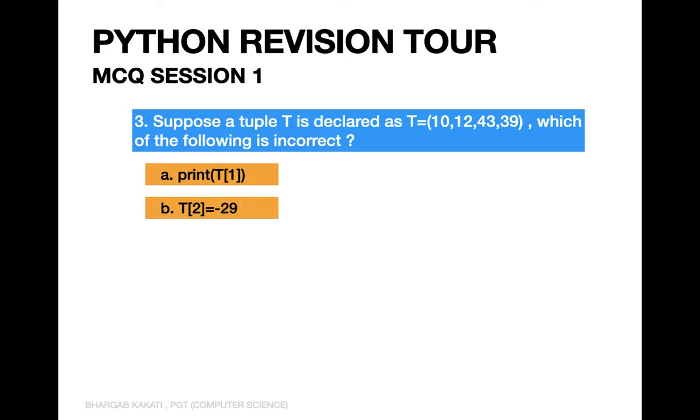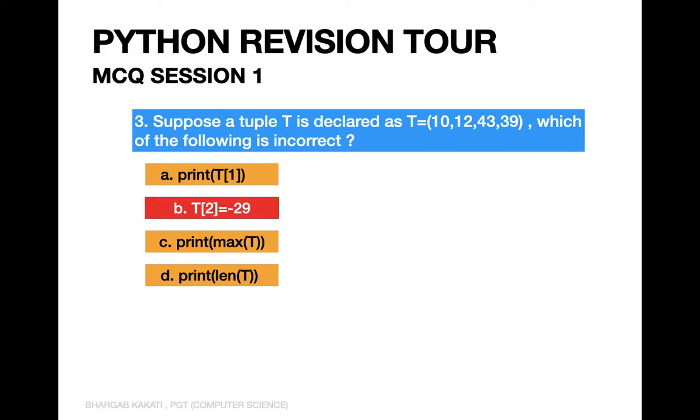First option is print T[1]. Second option is T[2] equals to minus 29. Third option is print max(T). Fourth option is print len(T). So, the correct option is option B. Now, what's the reason for the same?